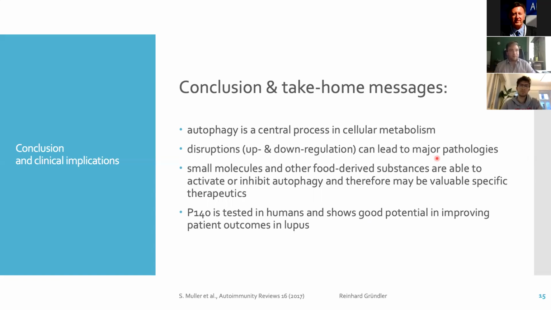Okay, so the conclusions and take-home messages here. Autophagy, maybe you have never heard of it, now you know it, and it's a very central process in the cellular metabolism. Both up and down regulation can lead to major pathologies. And there are small molecules and other food-derived substances which can activate or inhibit autophagy, and therefore may be valuable as therapeutics or preventive measures in some diseases. And especially in this paper, P140 was treated and it was tested in humans and shows good potential in improving patient outcome in lupus.